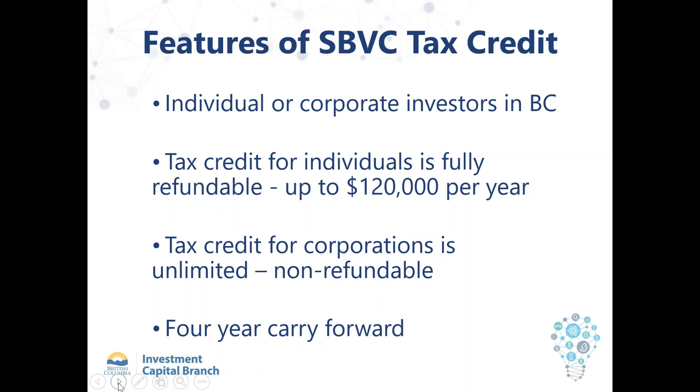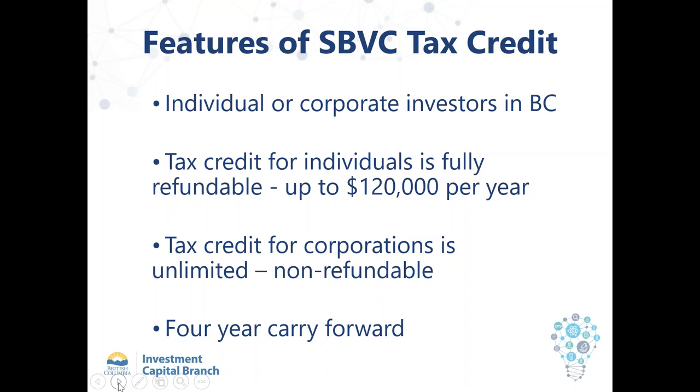There are some features of the tax credit. First of all, the registrants, the companies themselves, they have to be corporations. And so if a company has an abbreviation incorporated, limited, corp after its name, then it can be registered in the tax credit program. Cooperative associations are also incorporated entities, so they can also be registered in the program.